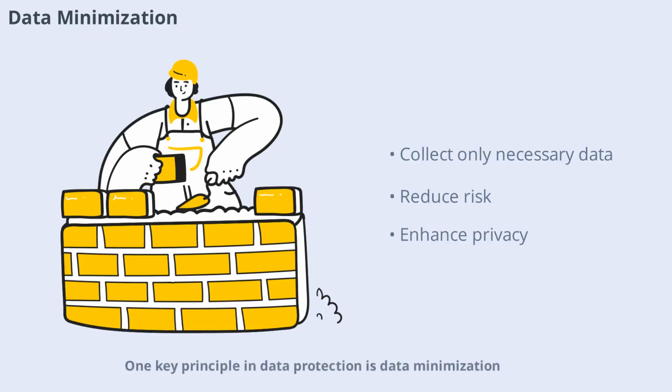One key principle in data protection is data minimization. This means collecting only the data that is absolutely necessary for a specific purpose. By limiting the amount of PII collected, organizations reduce the risk of data breaches and misuse. It's a simple but powerful way to enhance privacy and security.